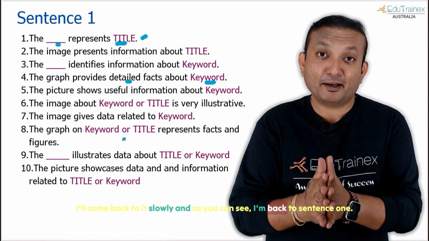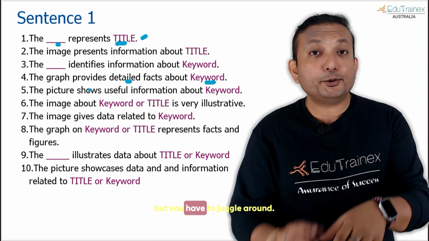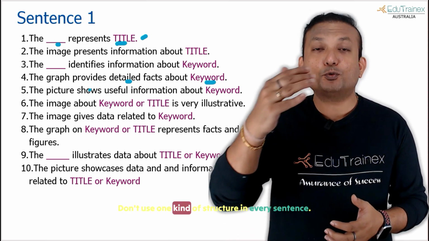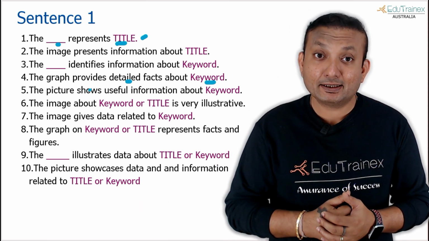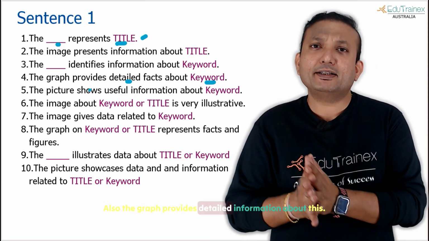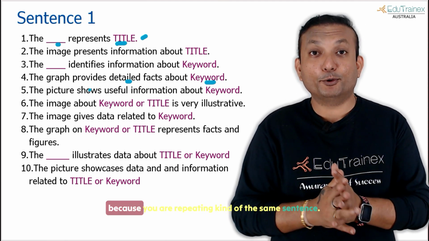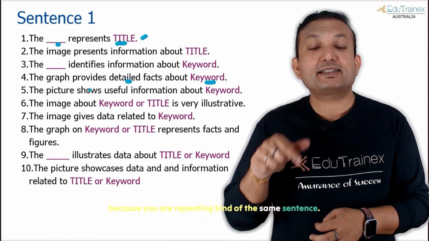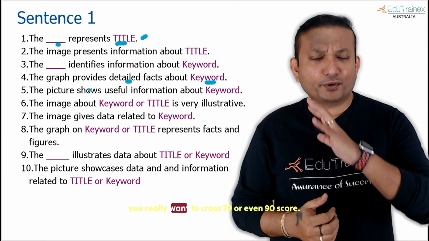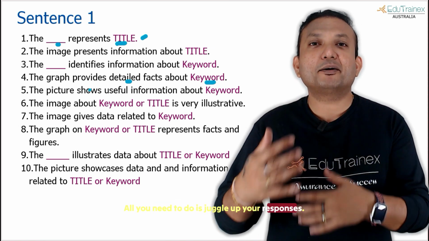As you can see, I'm back to sentence 1. So use any of these, whichever you are comfortable with, but you have to juggle around. Don't be repetitive. Don't use one kind of structure in every sentence. The graph provides detailed facts about keyword. Also, the graph provides detailed information about this. Also, the graph about... no, that is not something you should be doing because you are repeating kind of the same sentence. So if you really want to beat the AI and cross 79 or even 90 score, all you need to do is juggle up your responses.